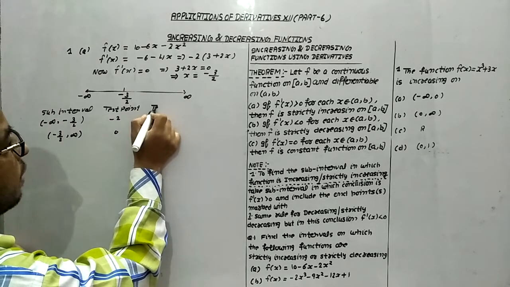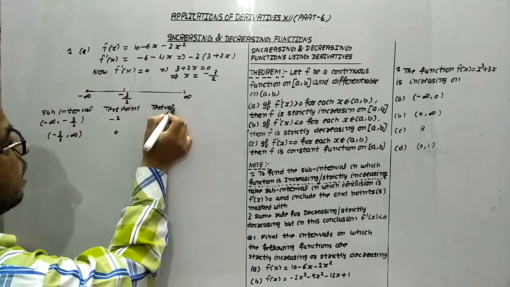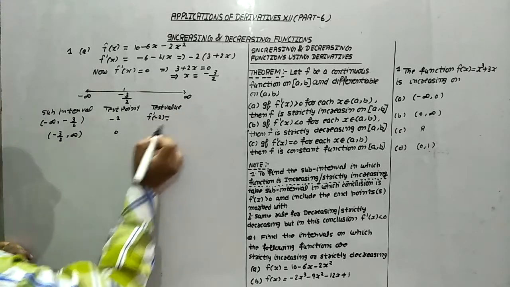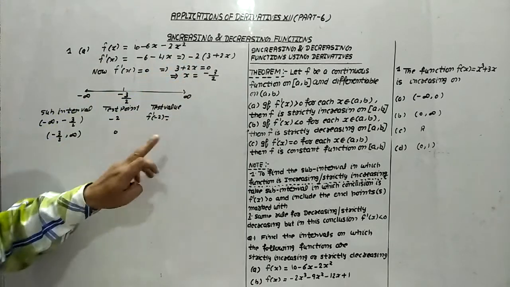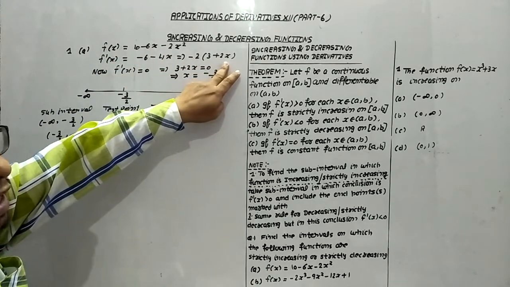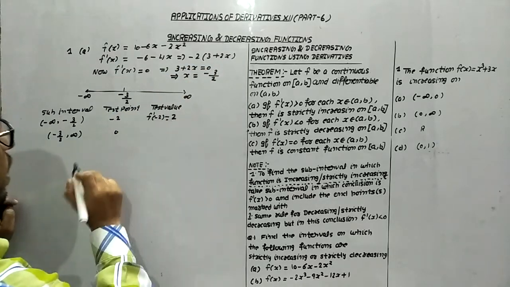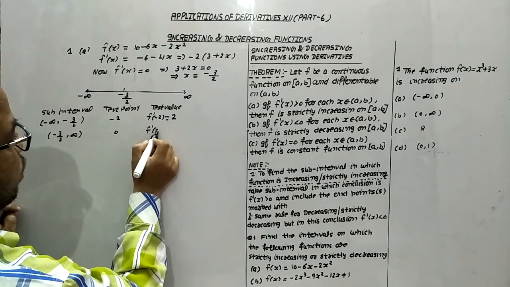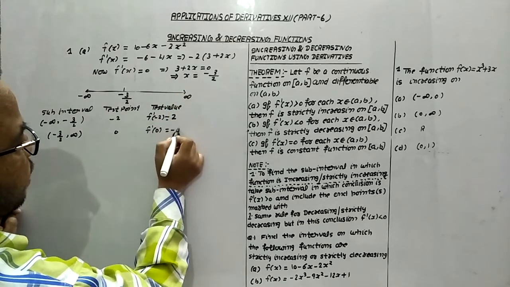Now we will find out the test value. Look at this, test value means we will find f'(-2). Wherever there is f'(x), we will put x = -2. So this becomes 2 only, and when we put 0 here, f'(0) = -6.